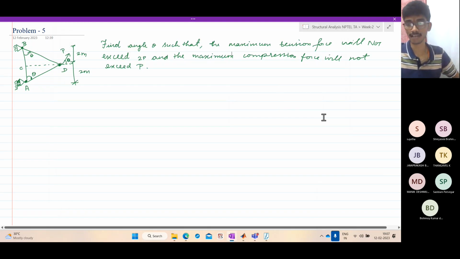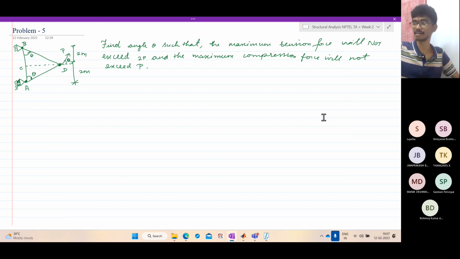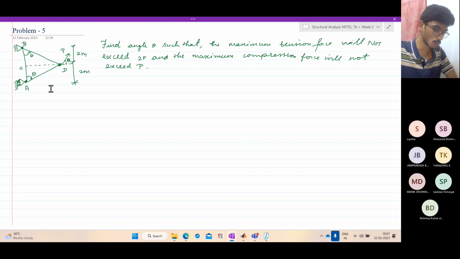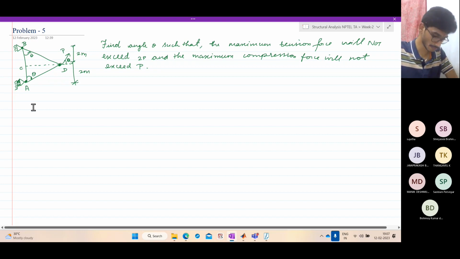So the last problem in analysis of trusses is the fifth one. It's kind of a twisted problem, but it is also easy. What they're asking is, what is the angle at which the maximum tension force will not exceed 2P and the maximum compression force will not exceed P in this structure? Very simple. Here, let us use the method of joints.